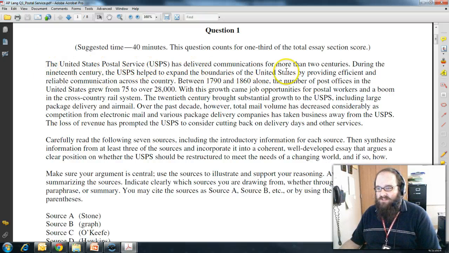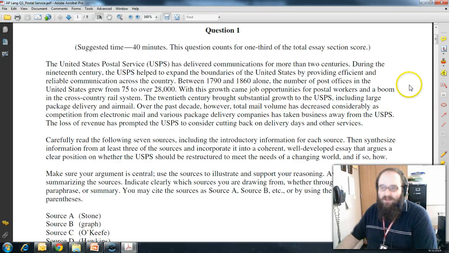The United States Postal Service has delivered communications for more than 2 centuries. During the 19th century, the USPS helped to expand the boundaries of the United States by providing efficient, reliable communication across the country. Between 1790 and 1860 alone, the number of post offices in the United States grew from 75 to over 28,000. With this growth came job opportunities for postal workers and a boom in the cross-country rail system. The 20th century brought substantial growth to the USPS, including large package delivery and air mail. Over the past decade, however, total mail volume has decreased considerably as competition from electronic mail and various package delivery companies has taken business away from the USPS. The loss of revenue has prompted the USPS to consider cutting back on delivery days and other services.